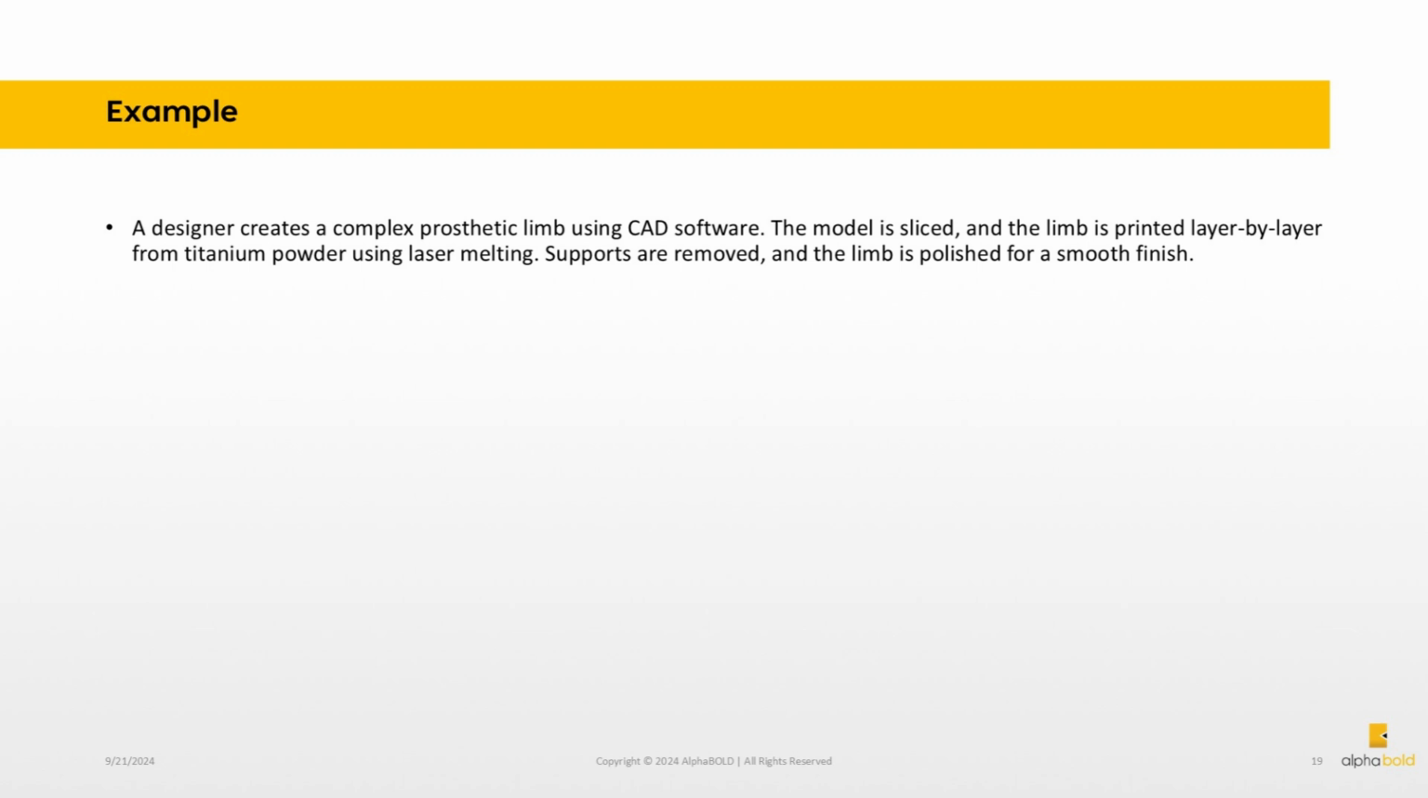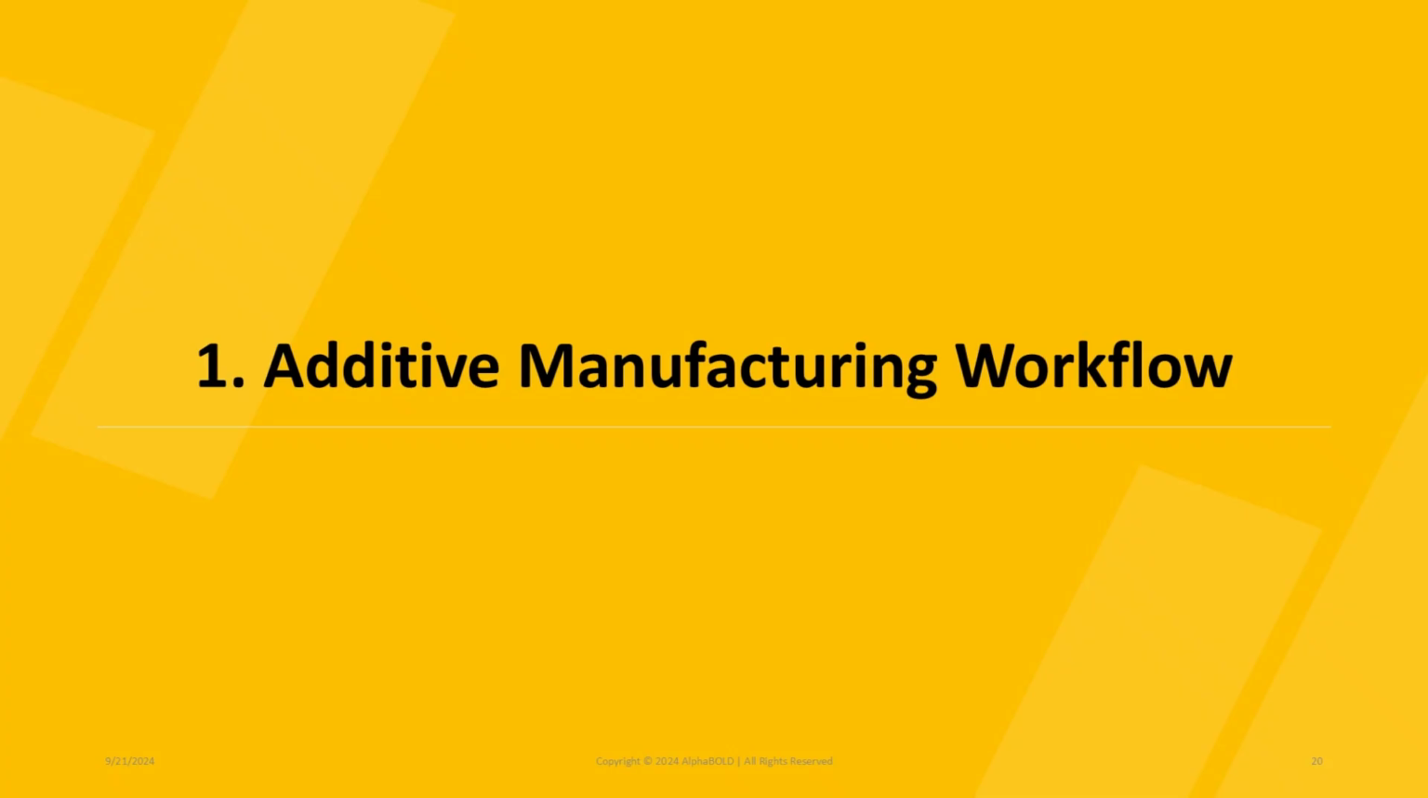A designer creates a complex prosthetic limb using CAD software. The model is sliced, and the limb is printed layer by layer from titanium powder using laser melting. Supports are removed, and the limb is polished for a smooth finish. Additive manufacturing workflow.